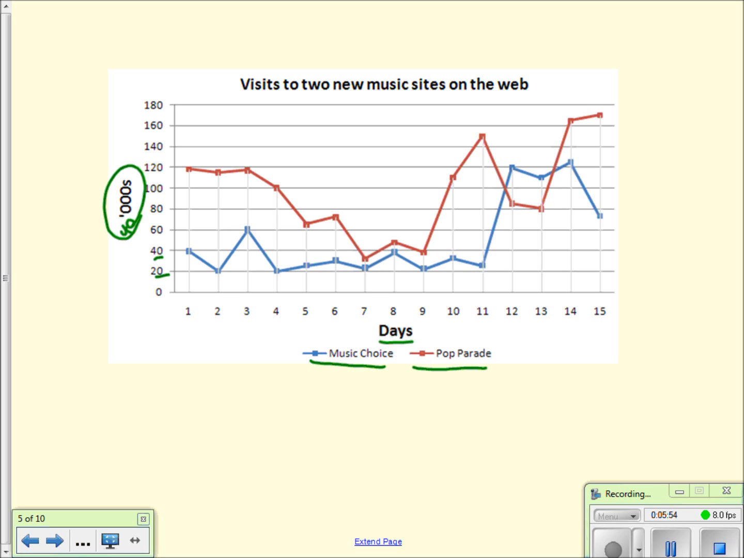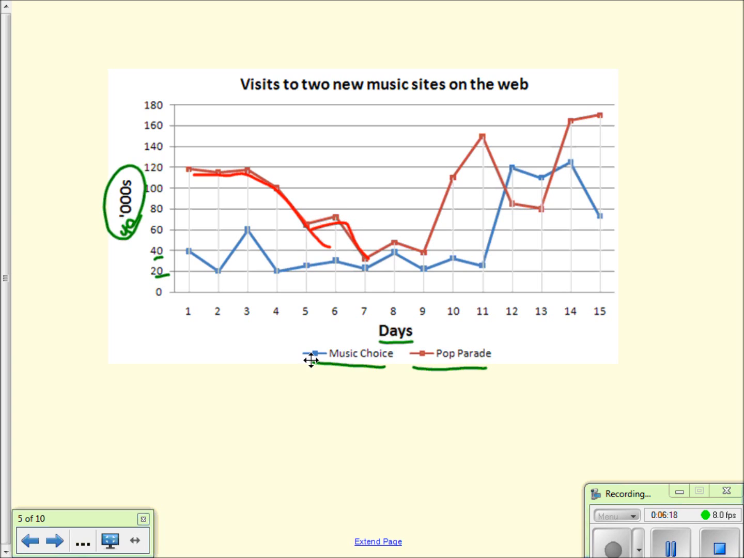So we can look at the trends here. Obviously, music choice started off a lot lower than the pop parade. Okay. How many people visit the site every day? Pop parade started off really hot, and then pop parade, I'll grab my red here. Pop parade started off hot, and then it went down. And it started going down here a lot.